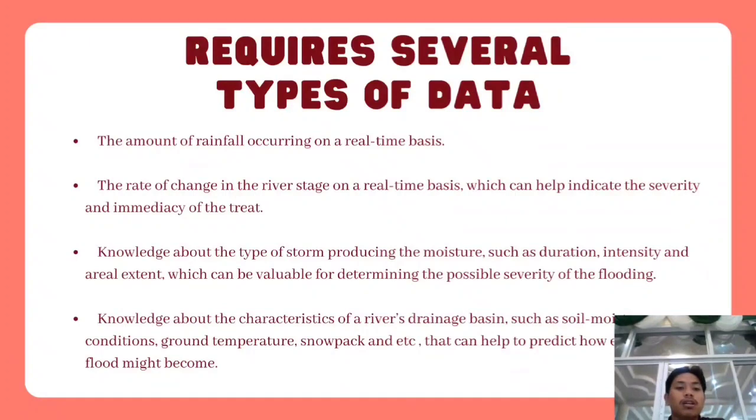So the first one is the amount of rainfall occurring on a real-time basis. So nagbibase din sila sa amount of rainfall kasi doon naman nagsa-start yung pagtaas ng tubig based sa river. Chine-check nila on time para ma-aware yung taong nakapalibot doon sa river. So the second one is the rate of change in the river stage on a real-time basis, which can help indicate the severity and immediacy of the threat.